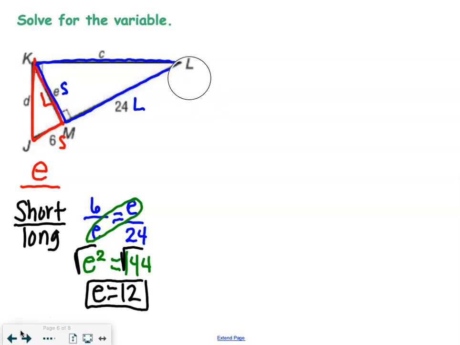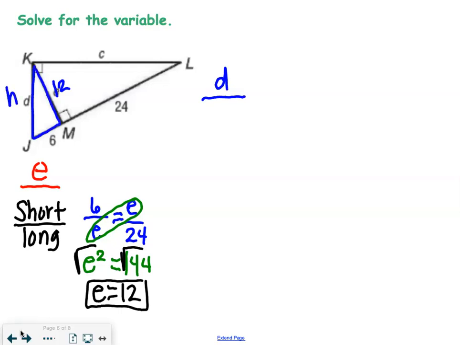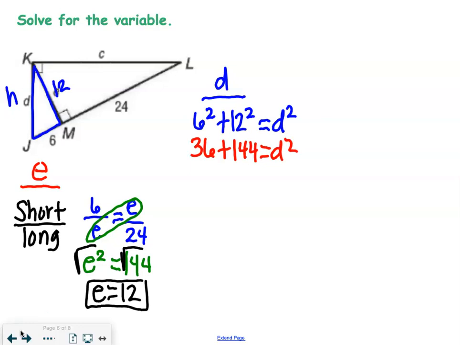Okay, so now I'm going to erase this top part so I can label. So now from here, it's not so bad. Once you find that first one, we can just do Pythagorean theorem to find the missing 2 sides, right? So if I wanted to find D, here's my right triangle. D would be my hypotenuse. So I'm going to have 6 squared plus 12 squared equals D squared. And now we just kind of crunch those numbers quick. So we'll have 36 plus 144 equals D squared. 36 plus 144 is 180.